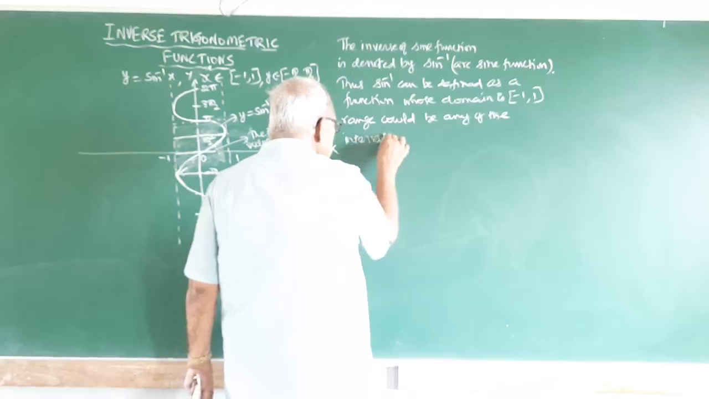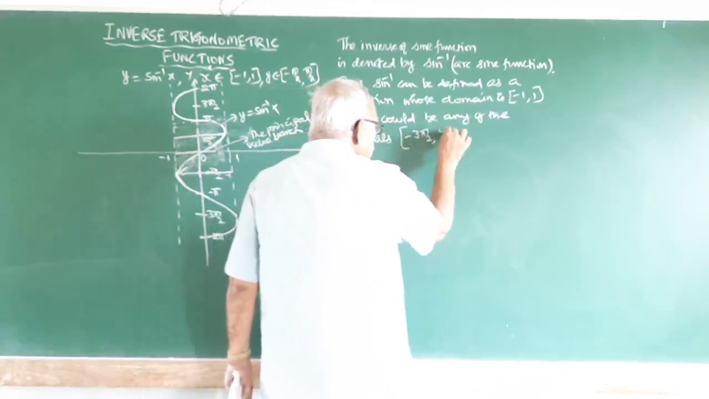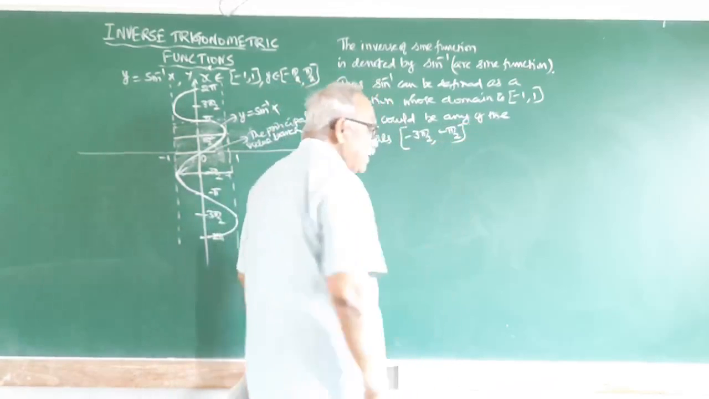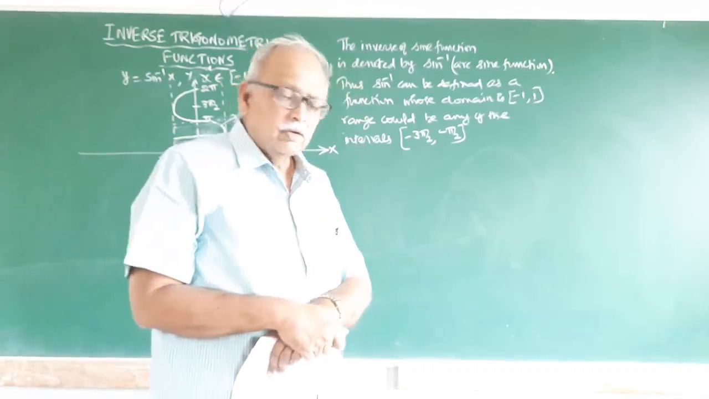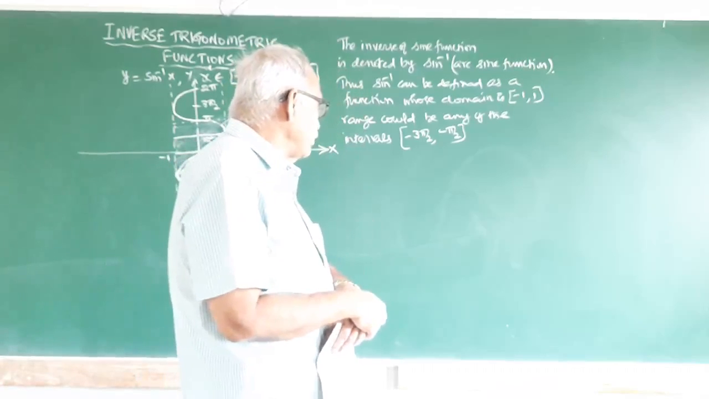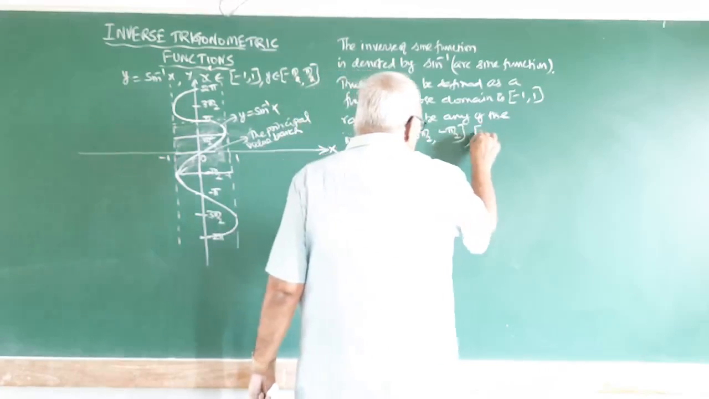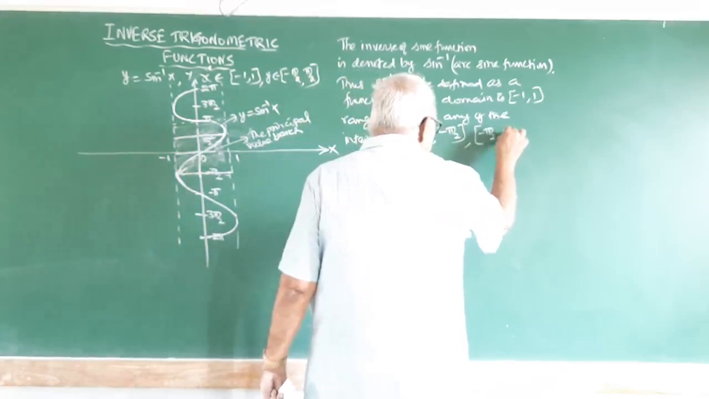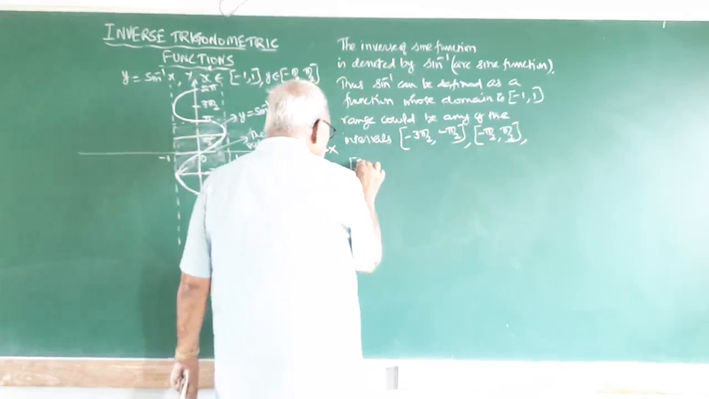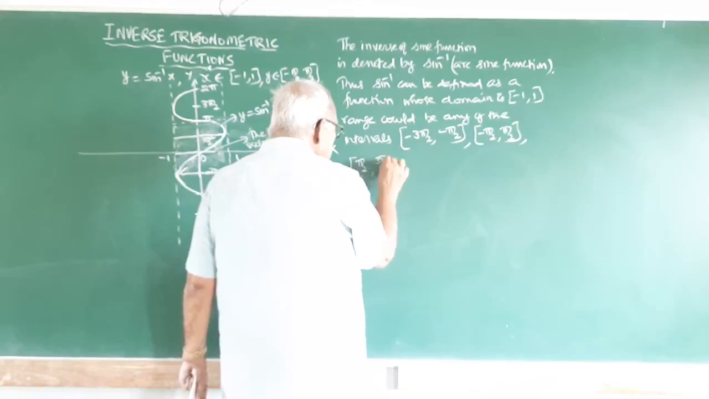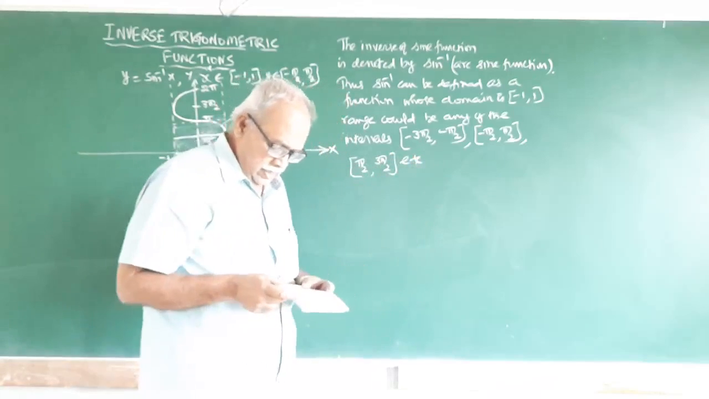The range could be any of the intervals: the closed interval minus 3 pi by 2 comma minus pi by 2, the closed interval minus pi by 2 comma pi by 2, the closed interval pi by 2 comma 3 pi by 2, etc.